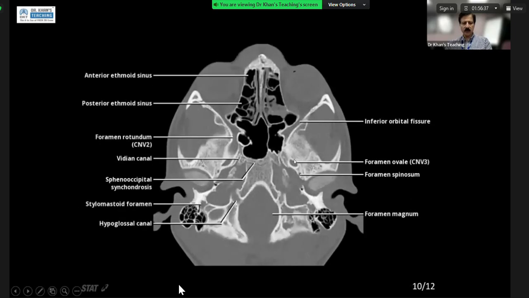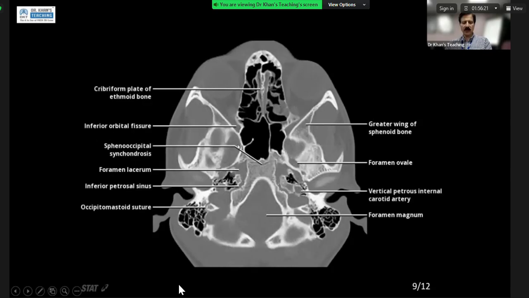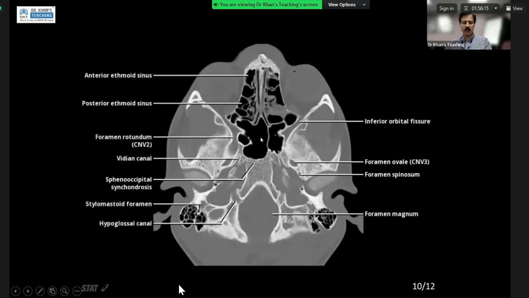Now, look at this one. This is the sphenoid sinus, and there is a foramen here which goes anteriorly. This is foramen rotundum. I'll go back, and when I show you on a DICOM, it will become very clear for you. This is the sphenoid sinus.